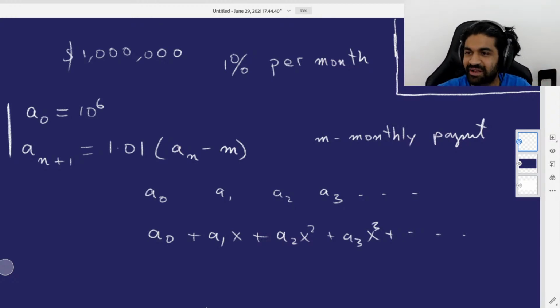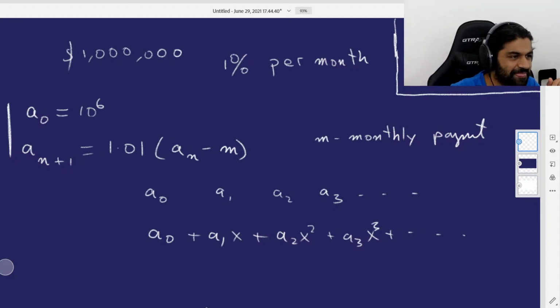Also, one minor correction. It wouldn't be A30 equals 0. It would be A360 equals 0, because it's 30 years. Wait, how many months are in 30 years? Yeah, it's 360 months in 30 years. So this is the idea. You have this.